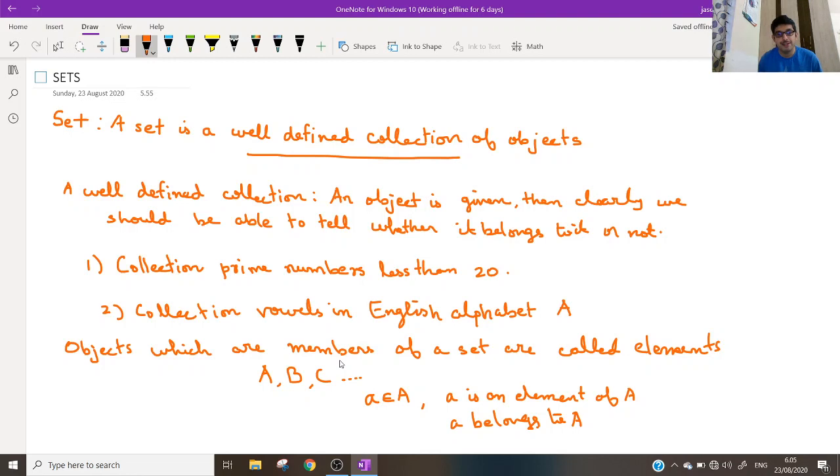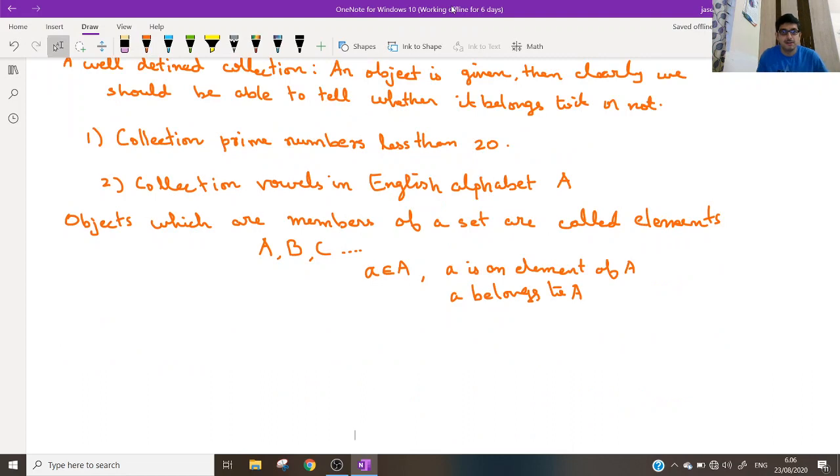If it does not belong to that set, again for the set of vowels, B does not belong to A, and we write it like this: b ∉ A.